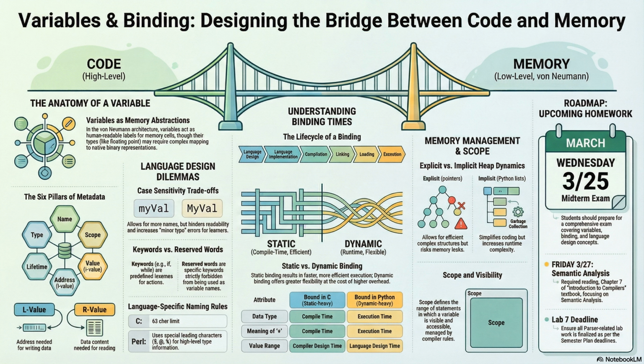So once we understand that variables are these complex physical memory abstractions, we run into a massive timing problem. We do. How does the compiler know what a variable's type is or where it lives? And maybe more importantly, when does it figure that out? That introduces the concept of binding. Right. Binding is simply the act of associating an attribute like a type, a value, or a memory location with an entity, like a variable name. And the exact moment that association is locked in is called the binding time.